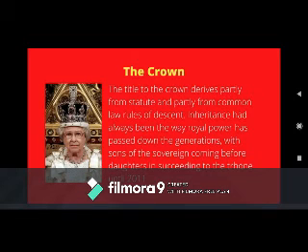The Crown. The title to the Crown derives partly from statute and partly from common law rules of descent. Inheritance had always been the way royal power has passed down the generations, with sons of the sovereign coming before daughters in succeeding to the throne until 2011.